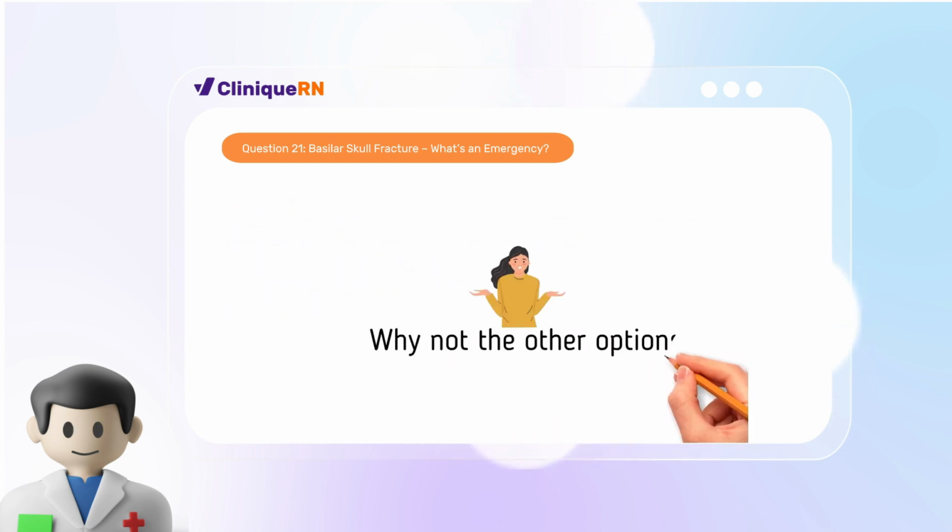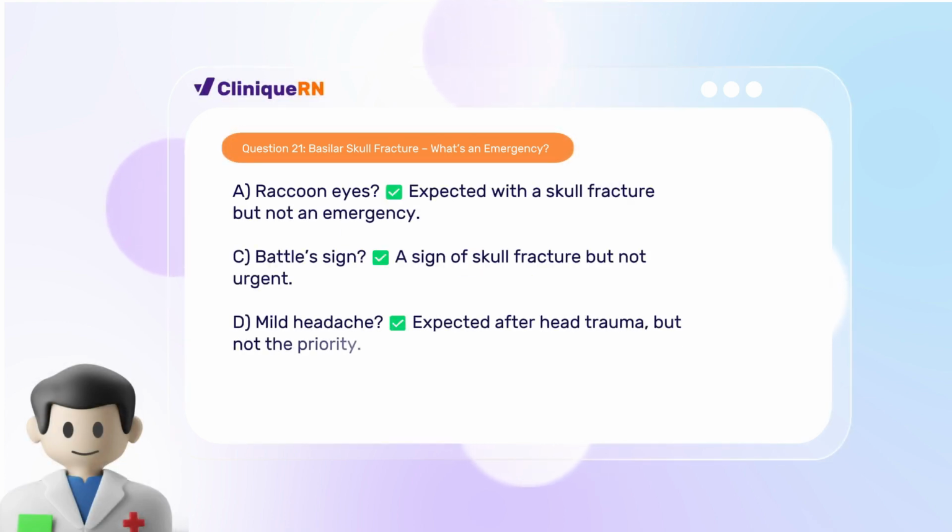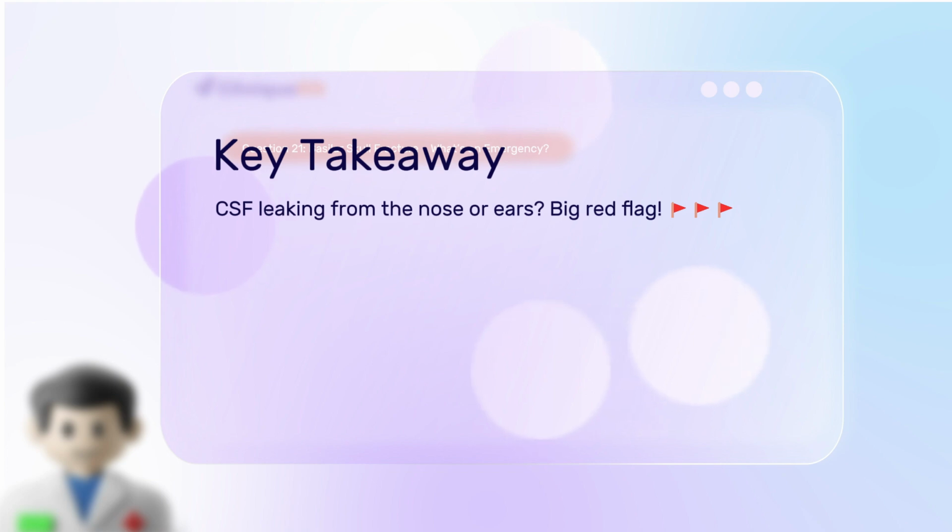Why not the other choices? A. Raccoon eyes. Expected with a skull fracture but not an emergency. C. Battle's sign. A sign of skull fracture but not urgent. D. Mild headache. Expected after head trauma, but not the priority. Key takeaway. CSF leaking from the nose or ears. Big red flag.